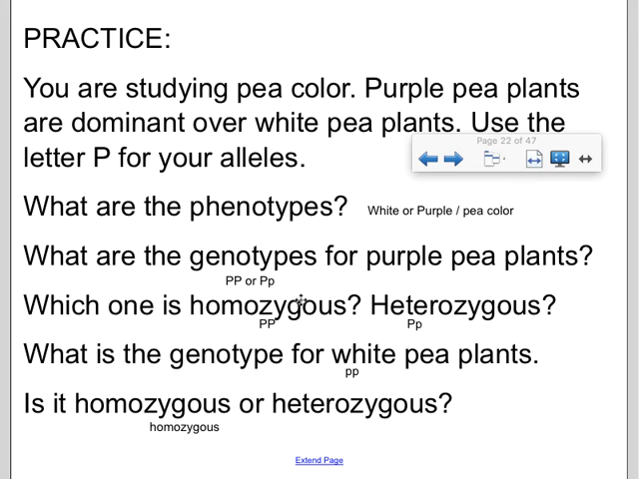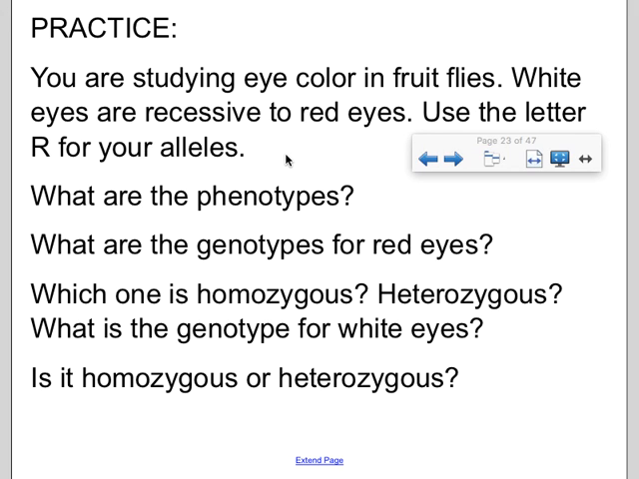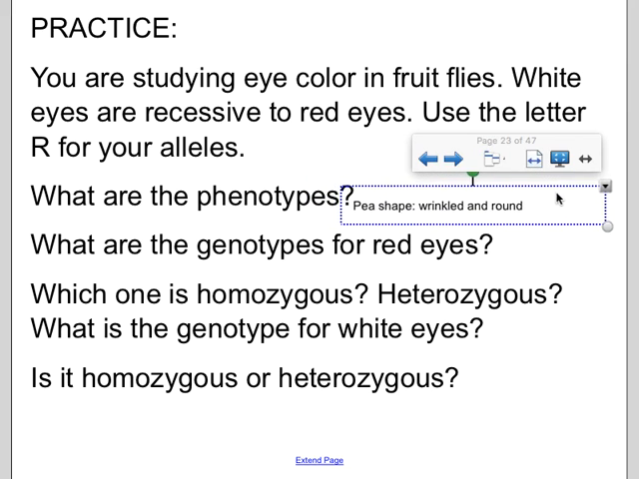Okay, third example. You are studying eye color in fruit flies. White eyes are recessive to red eyes. Use the letter R for your allele. So what are the phenotypes here? Pheno means physical characteristics that you can see. White and red. I would also accept, what else?